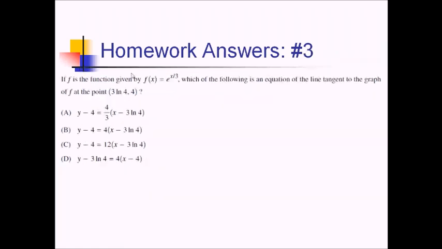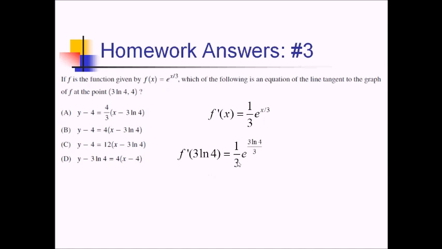For number 3, we have this function, e to the x over 3. We want to know which of the following is the tangent line equation for the point 3ln4, comma 4. So for tangent line equation, we need an x, a y value, and a slope. They gave us the x and the y value. We just need the slope when we plug our x value into the derivative of this function. So the derivative of f, that's going to be e to the x over 3 times the 1/3 for that inner function. So let's actually plug 3ln of 4 into this.